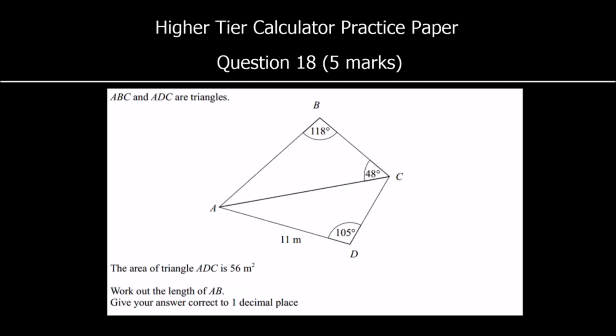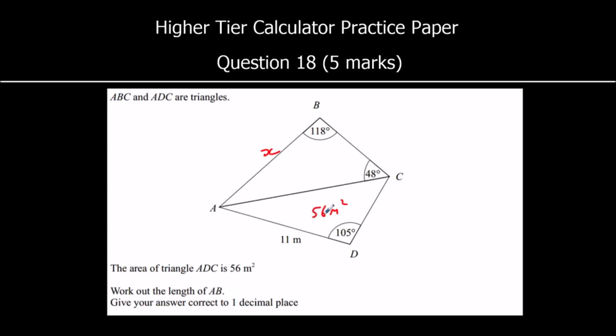Question 18. ABC and ADC are triangles. The area of ADC is 56 meters squared. Work out the length of AB. Give your answer correct to 1 decimal place.